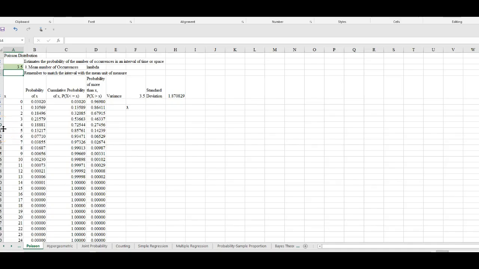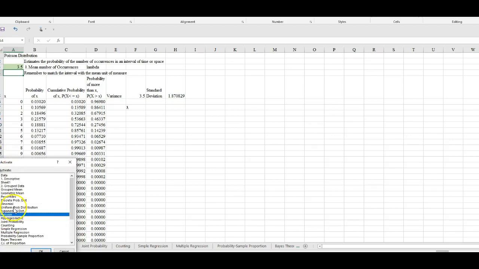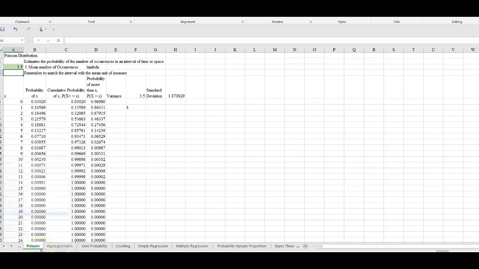So of course you could do this problem by hand with your calculator, and if so, that's fine. You simply have to follow the equation in the text. But I've programmed this equation in, and if you can't find this Poisson tab, right-click in between the two arrowheads in the lower left-hand corner of the spreadsheet, look for Poisson, click OK, and it'll bring you to this page.